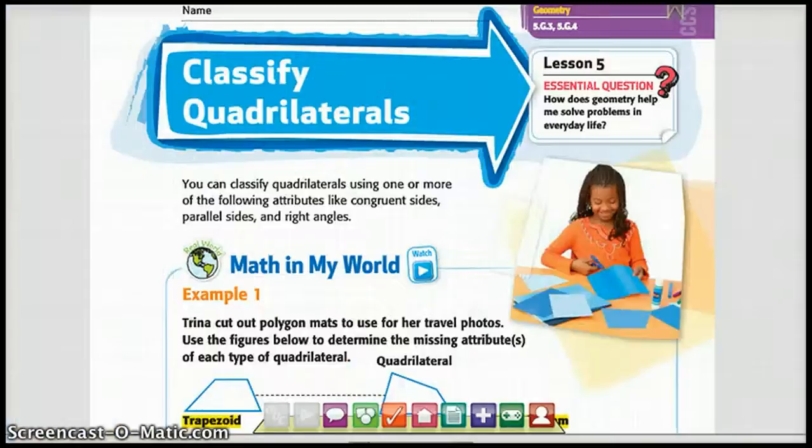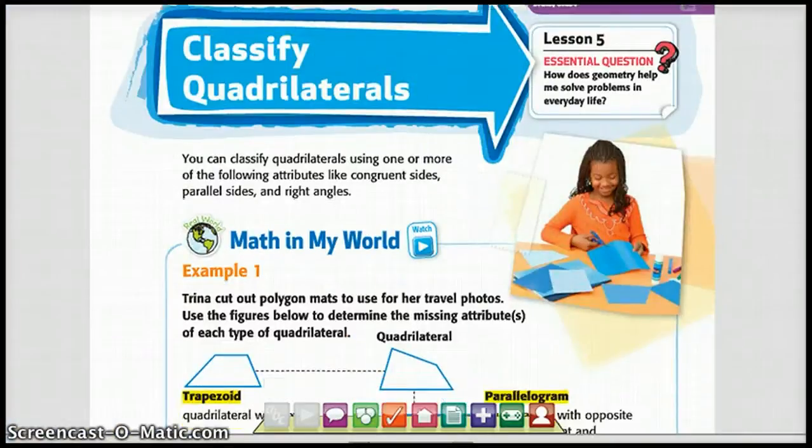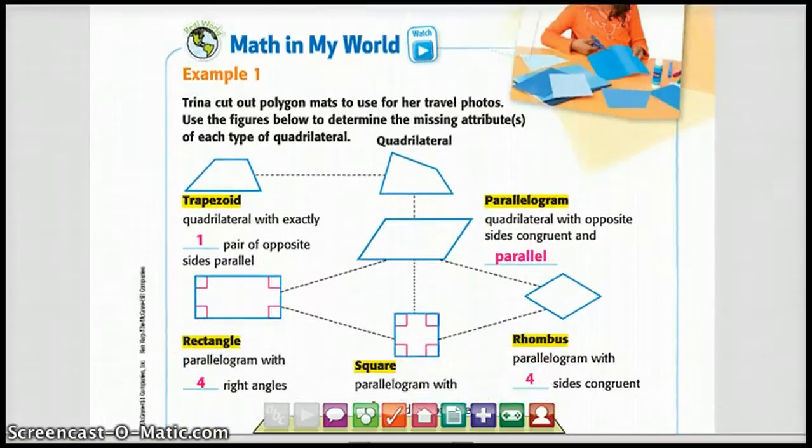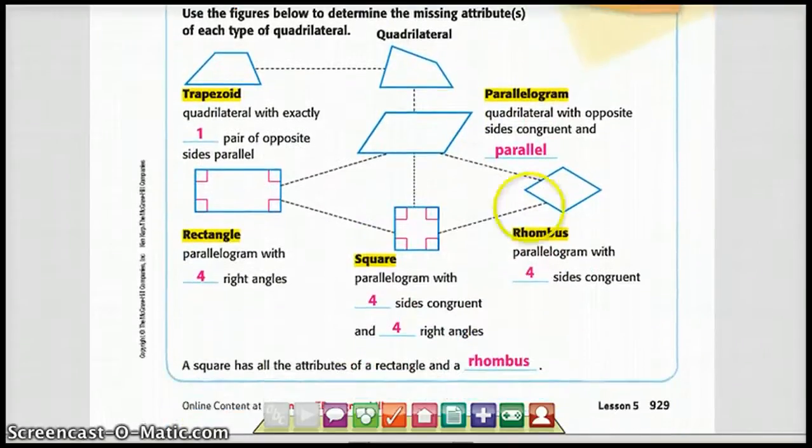Okay, so that video gave you a really good description, but on page 929 it breaks down that chart that it showed you in the video, which I think is really helpful. So it breaks it down showing you how quadrilaterals can be broken down into parallelograms and trapezoids, and then which of these shapes are parallelograms, which is rectangle, square, and rhombus. And then it talks about those attributes as well. So I would really look back at this chart and study that.